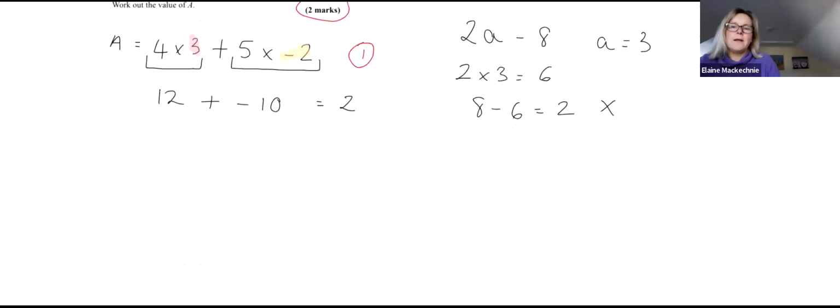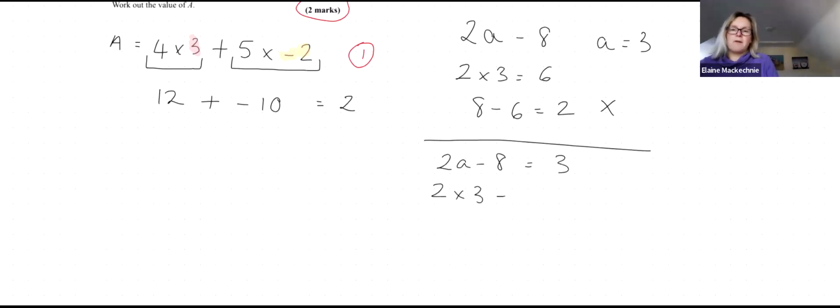So to do it correctly, we'd write 2a minus 8, where a equals 3. We will do 2 times 3 minus 8. So I've just substituted them in. That's going to get me my first mark there. Then I'm going to actually do the multiplication: 6 take away 8. And if we do that properly, 6 take away 8 is negative 2.